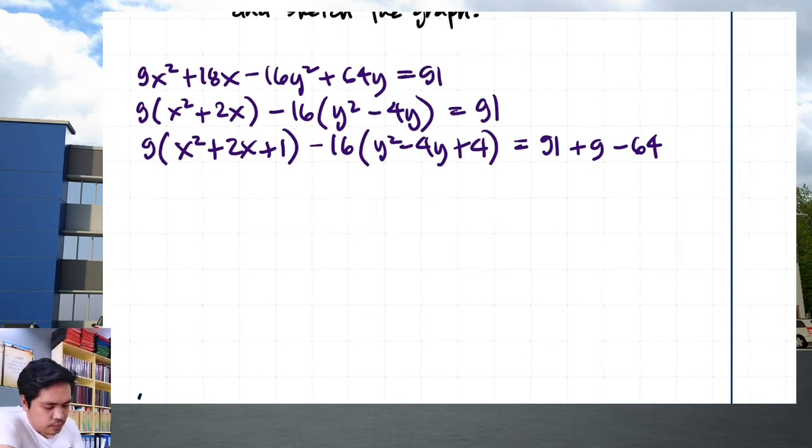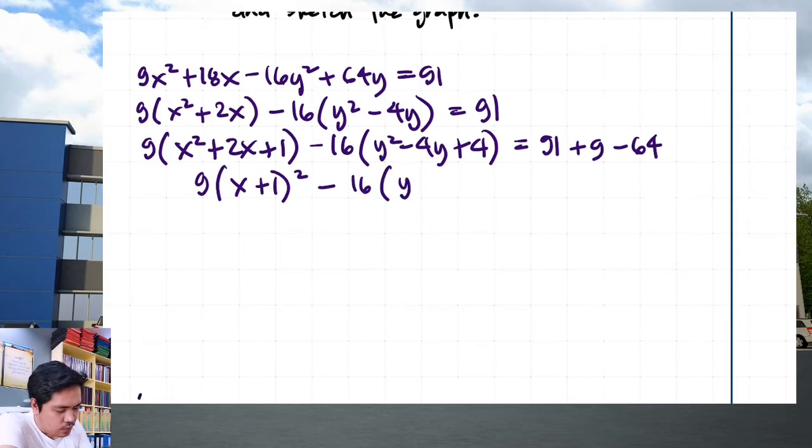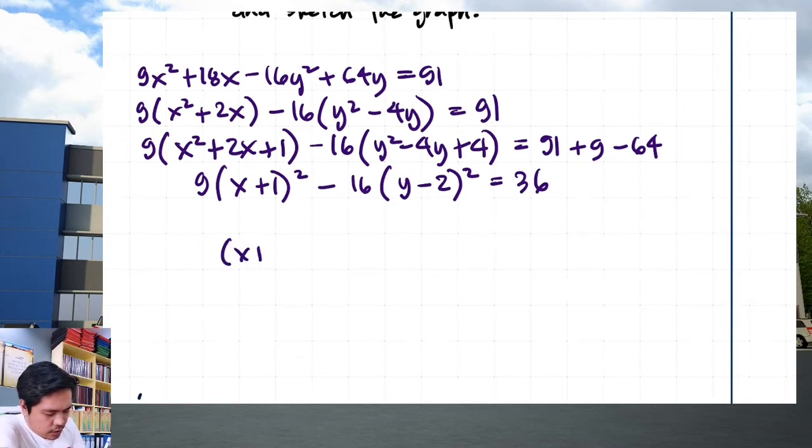Okay. So this is now 9 times x plus 1 squared minus 16 times y minus 2 squared. Okay. That's equal to 91 plus 9, 100 minus 64, 36. So, that's it. Then we divide all terms by 36 para maging 1 or unity yung right side of the equation. So, this becomes x plus 1 squared, so dito, that's over 36. Then, yung 9 dito, ilipat lang natin sa ilalim.